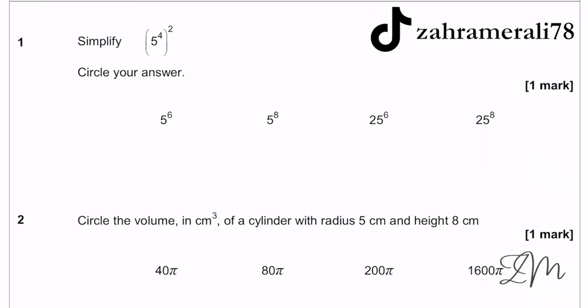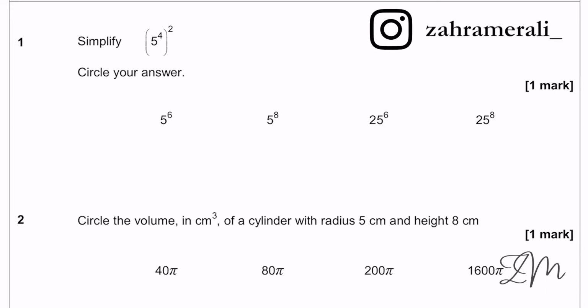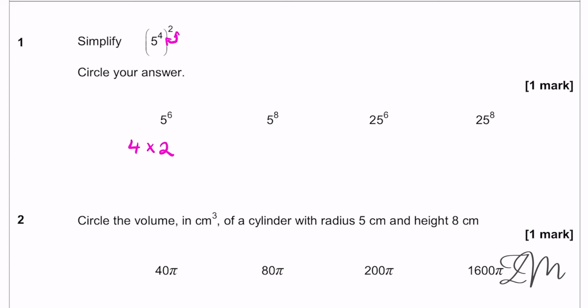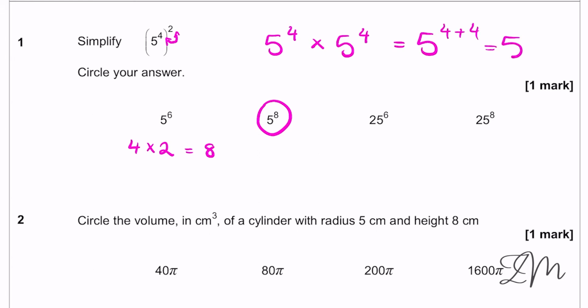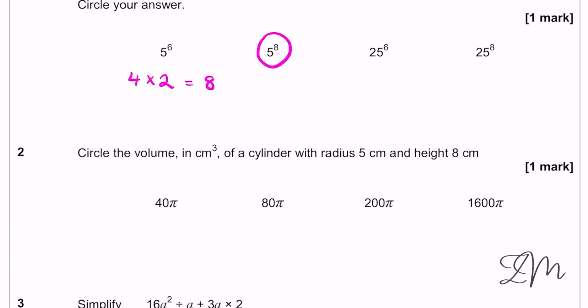So question 1, simplify 5 to the 4 squared. Remember, whenever we have indices like this, we're going to multiply both of these. So we get 4 times 2, which is 8, so it's going to be 5 to the 8. You can also think about it as 5 to the 4 times 5 to the 4, and by doing 4 plus 4, which would also give you 5 to the 8. So that's using your indice rules.